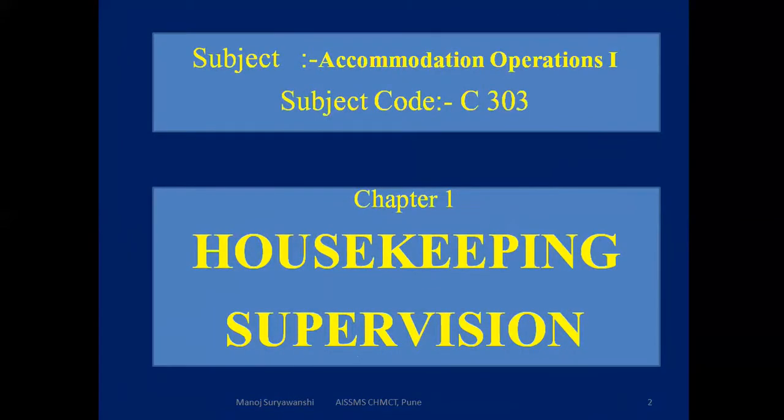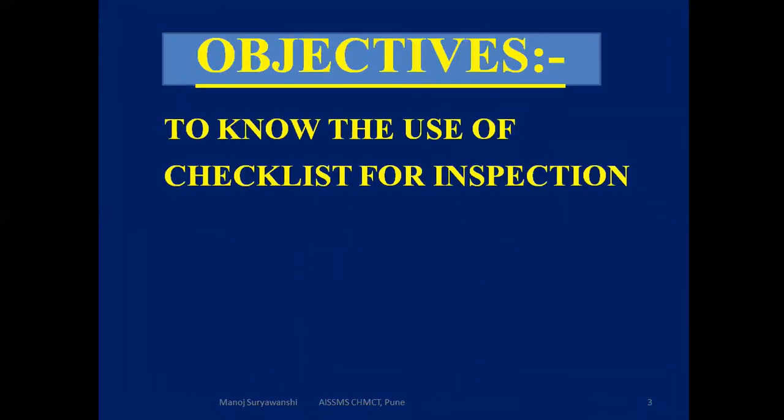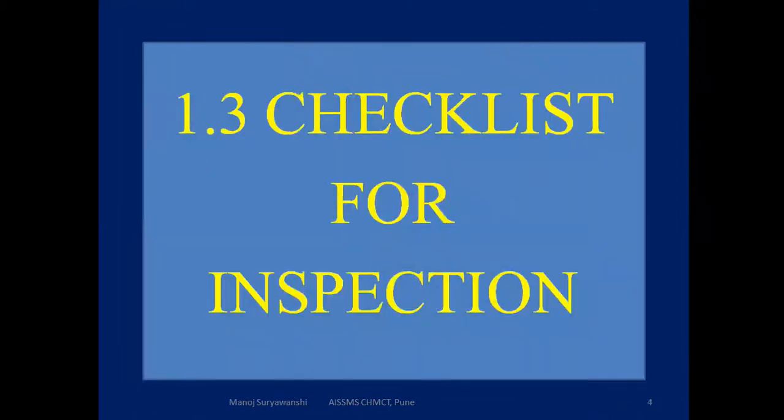Today we'll talk about housekeeping supervision, chapter number 1, subject accommodation operations 1, subject code C303. In this session, we are going to cover what is the use of checklist. This is the overall objectives of this content, and this is the major content of the chapter, checklist for inspection.